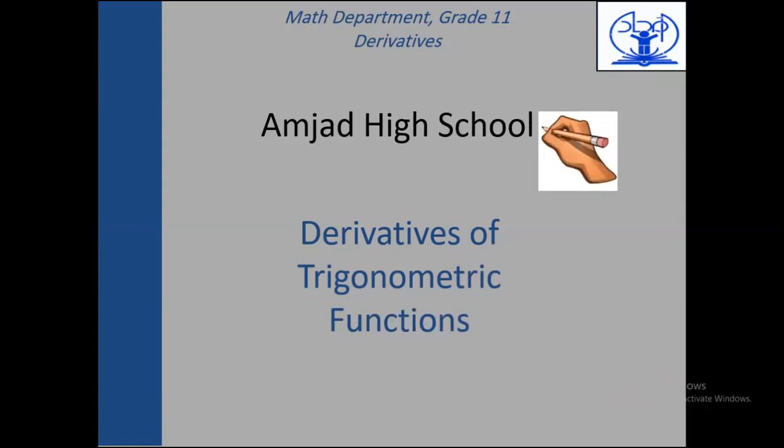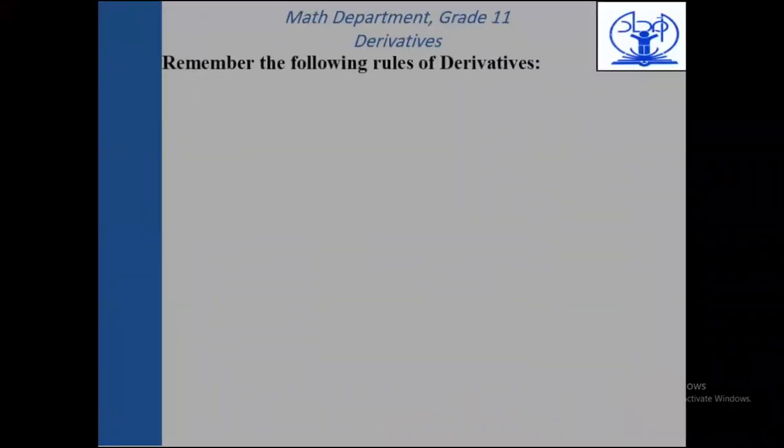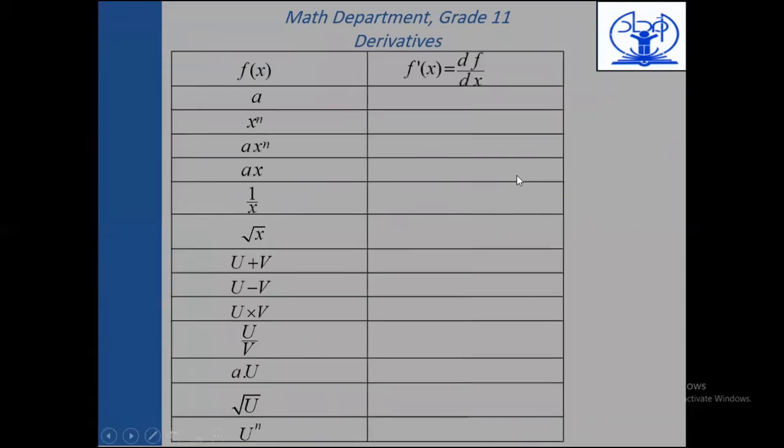Today our chapter is about the derivatives of trigonometric functions. First, let's remember the following rules of derivatives that you've studied at the beginning of this year. Assume that u and v are two functions of x and that a is a constant.